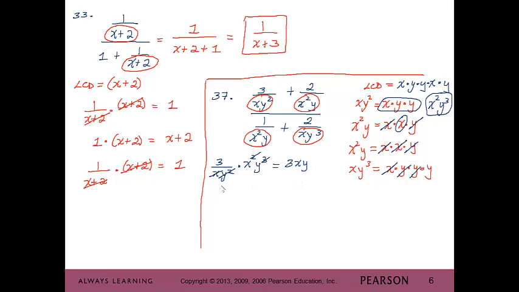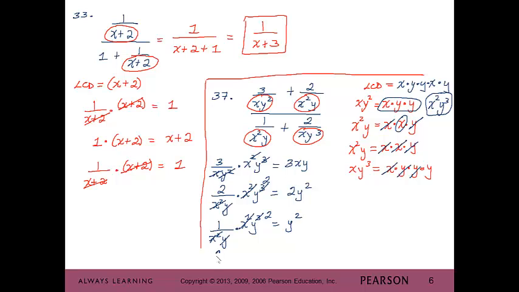And let's move on. So then let's do 2 over x squared y times x squared y to the third power. The x squares cancel, the y cancels, and the cube becomes a square. So this will become 2y squared. And then we have 1 over x squared y times x squared y to the third power. The x squares cancel out, the y cancels out, and the cube becomes a square. So this will become y squared.